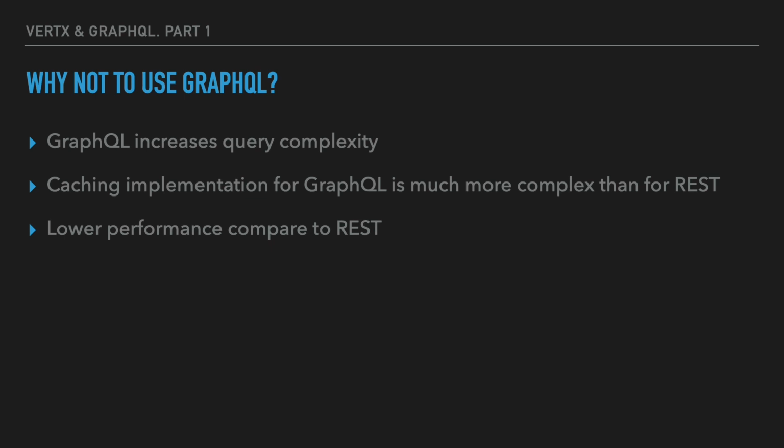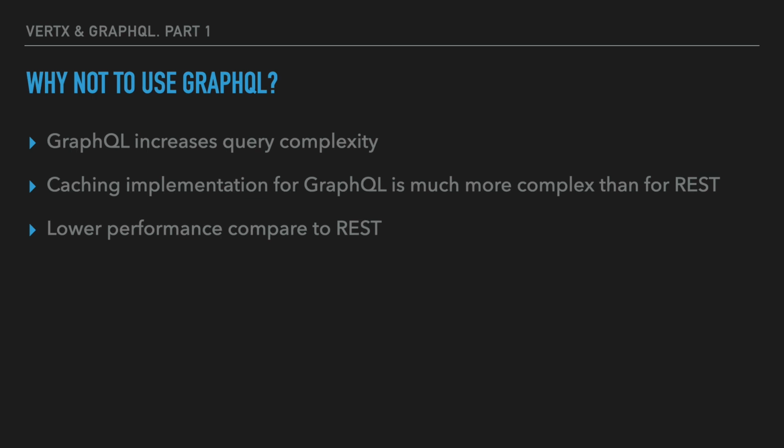The second problem that also exists for front-end developers is caching implementation, because usually caching libraries for client-side caching are oriented to work with REST resources rather than GraphQL. So you will have to introduce your own solution, and this will lead to more bugs and to more problems, and usually to a slower performance.